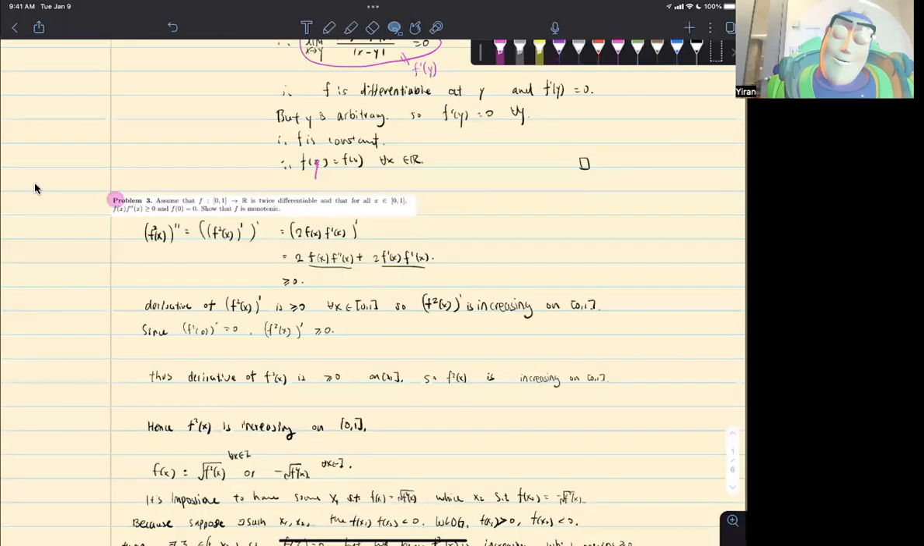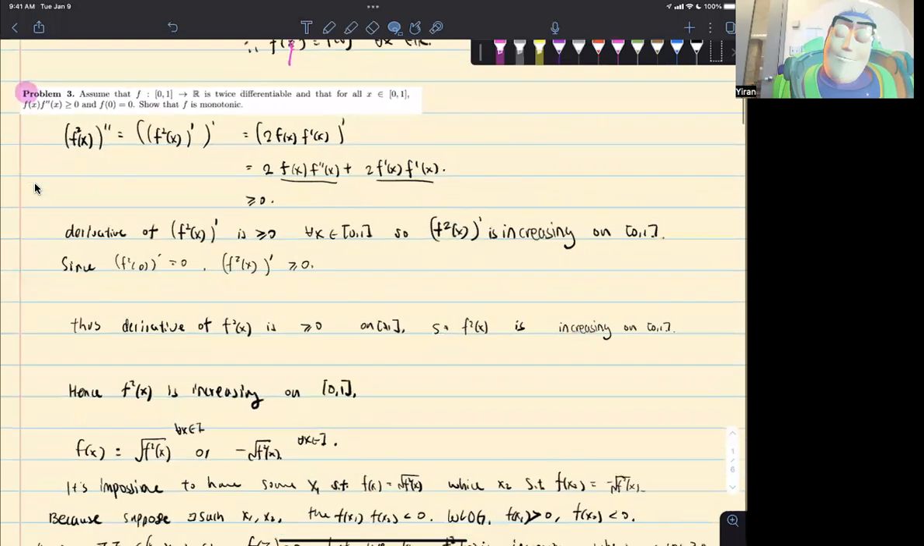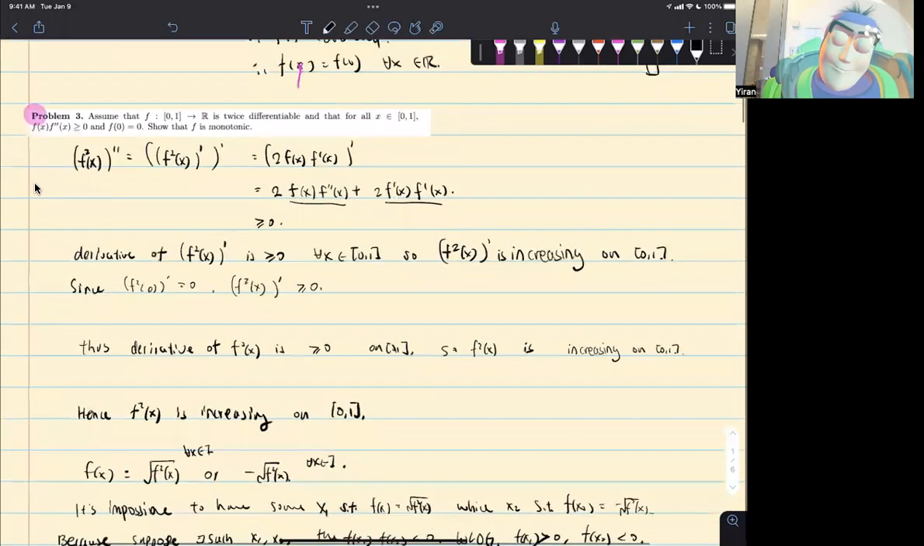Okay, let's look at the third problem. I spent some time on this problem because there's a trick, an observation that you need to make in order to keep going. I remember that observation because it took me a long time. So let's look at the problem.